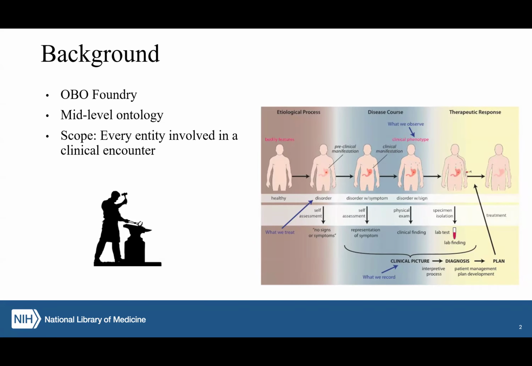OGMS itself was designed as a mid-level ontology. It extends from BFO, which it uses for its top-level hierarchy, and it represents a lot of general medical and biomedical terms, specifically those that would cover entities involved in clinical encounters. So these would be things like diseases, disorders, diagnoses, healthcare professionals, patients, etc.